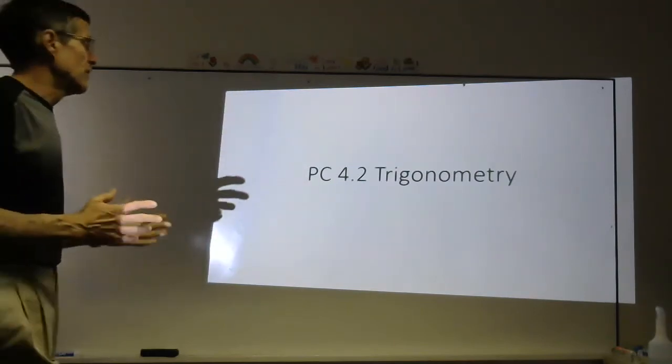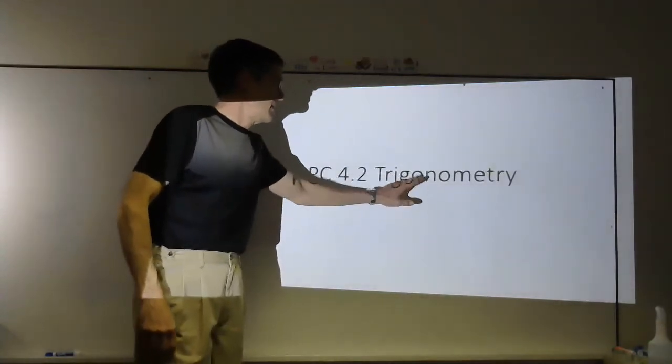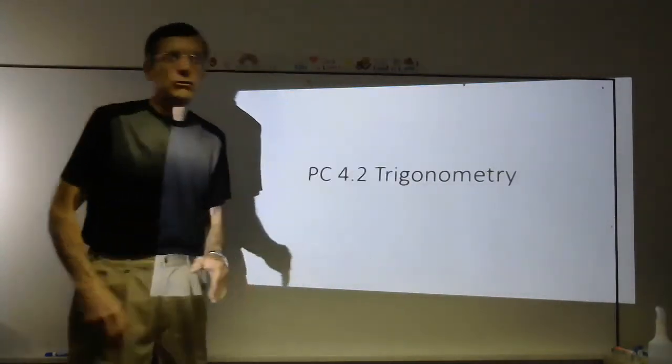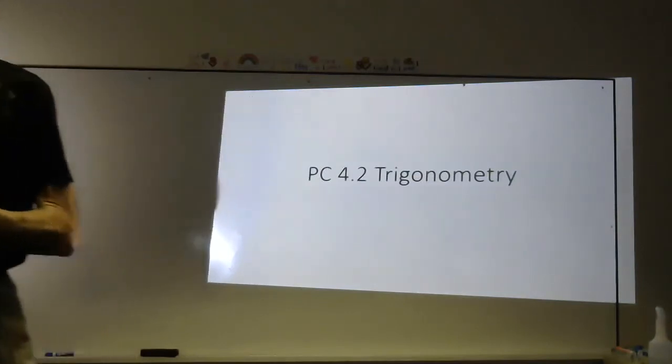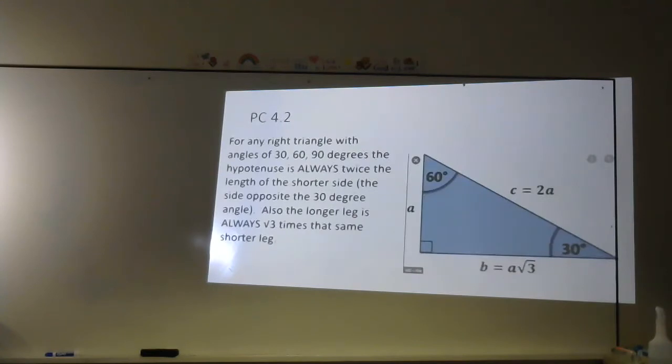Trigonometry, the word itself: tri means 3, gono means something to do with angles, and metry means measure. So we're talking about 3 angle measures, and 3 angle measures are in a triangle. So we're going to be dealing with right triangles when we do our study of trigonometry.